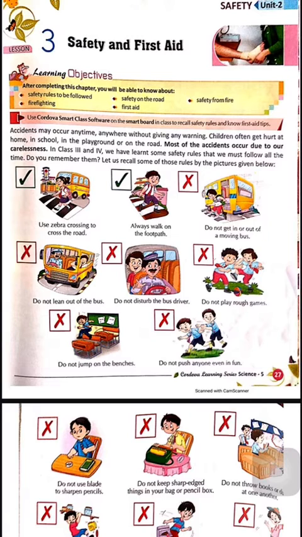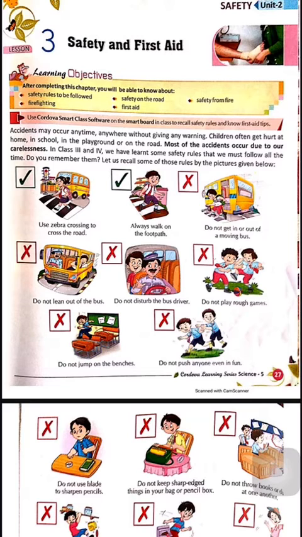Of course, we all know that accidents can take place anytime, anywhere, especially with children who get hurt at home, in school, in the playground, and even on the road. So why do these accidents occur? What is the main reason? Most of the accidents occur due to our carelessness. This is the one and only reason.